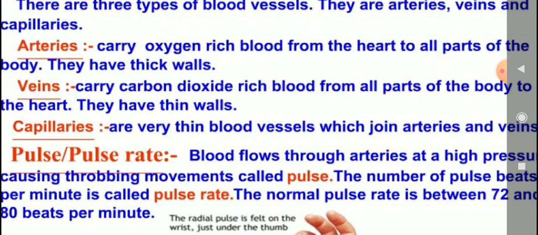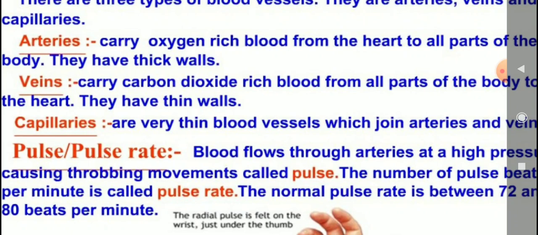What is the difference between arteries and veins? Arteries carry oxygen-rich blood from the heart. Veins carry carbon dioxide-rich blood from all parts of the body to the heart. Arteries have thick walls. Veins have thin walls. That's all. Next, capillaries. Capillaries are thin blood vessels which join arteries and veins. Okay, can you understand?